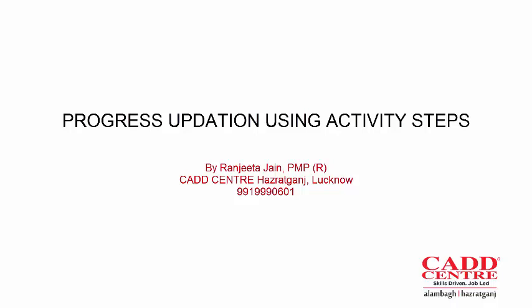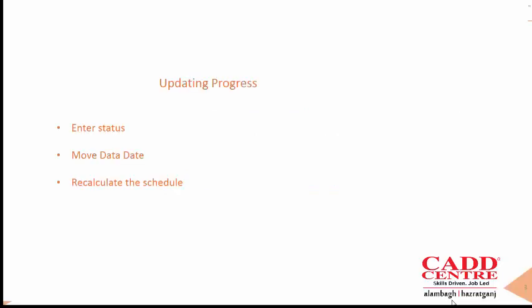Steps give us a robust and discrete way to track the percentage of completed work on a longer duration activity for which it would be very tough to report progress accurately. So once we have steps in place, we can use them to drive the physical % complete progress value for the activity. When we are updating the progress, the first step is we have to enter the status, then we have to change the new data date, and we have to recalculate the project schedule.